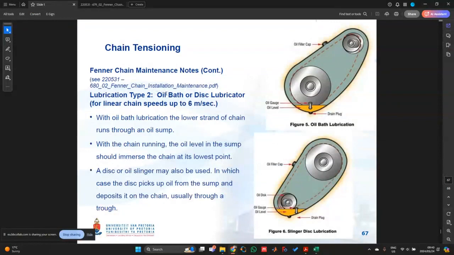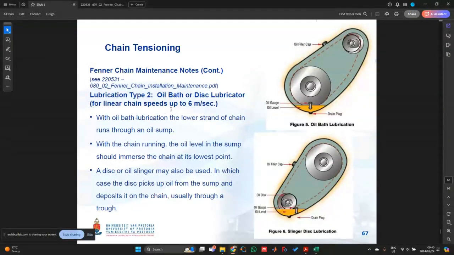We then have a second lubrication type as well, which is this oil bath or disc lubricator, and this is for intermediate chain speeds, so anywhere from 1 to 6 meters per second. And in this case, you can see the oil bath that we are referring to. We have some sort of a container over here, and at the bottom we then have the drain plug, and we have some oil over here as well.